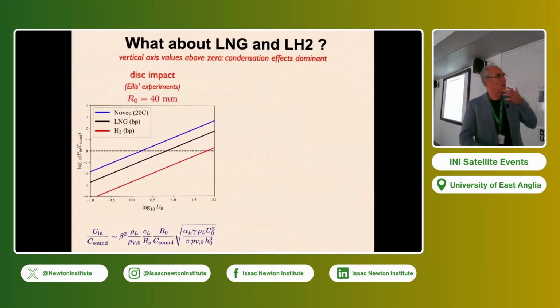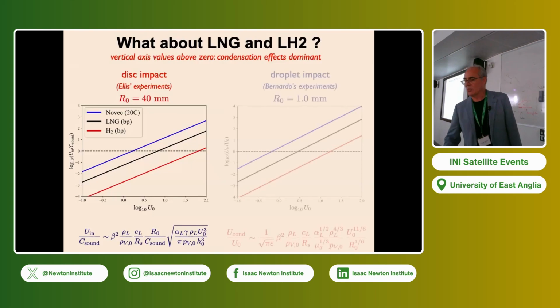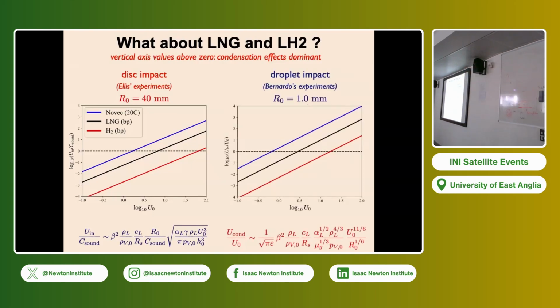So what about LNG and LH2, to come back to the talk of Louis? So we can, of course, just plug in the different transport coefficients and other properties of LNG and H2. And then we see that the same is expected to happen there. It's only shifted to larger velocities. This is the disk experiment that I've shown as the last. So you see that in LNG and in LH2, it shifts to larger values of the velocity. And the same, or something similar at least, is also seen for the droplet impact experiments.